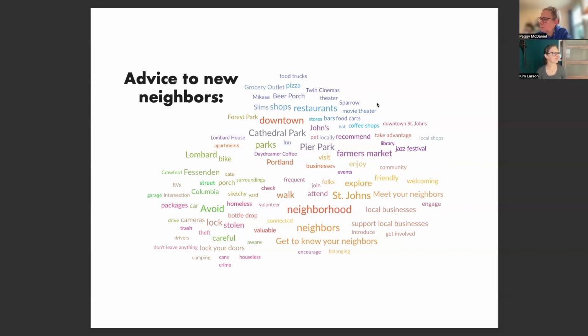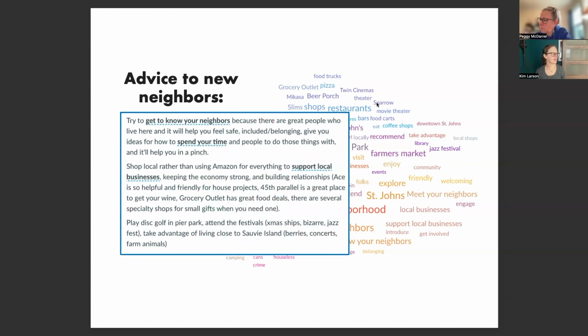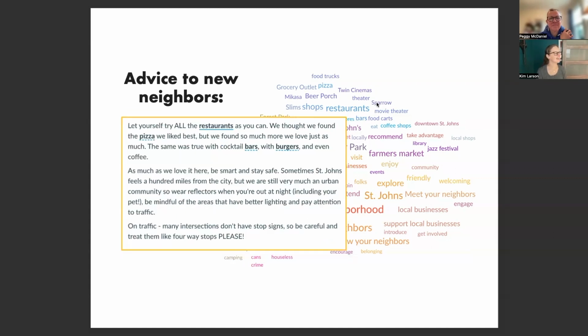So then we have some of the advice to new neighbors, like get to know your neighbors. They'll give you ideas on how to spend your time. It'll help you in a pinch. Shop local instead of Amazon. Here's where to get your wine. Here's where to get your food. Play disc golf. Like it's just great, great stuff. As much as we love it here, be safe. So people really do look out for their neighbors, right? Whether they feel super safe here or they don't, there's still that, oh, I'm helping someone like me.